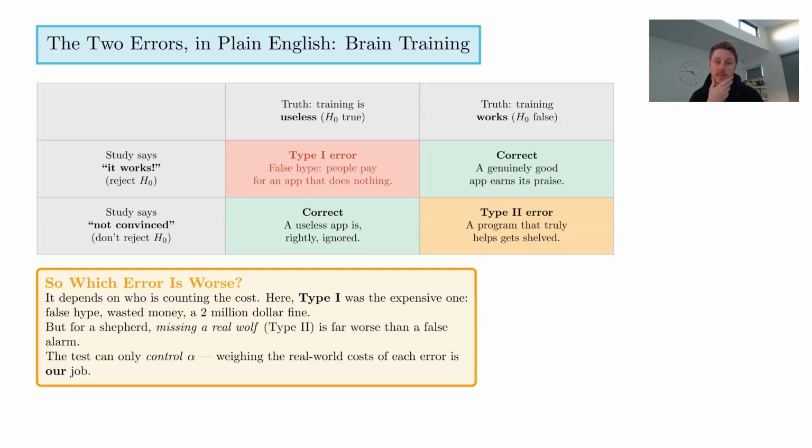So which error is worse? Well, as we spoke about, in this example, a type 1 error was worse because Lumosity probably put a lot of money into funding these things, and it was an expensive error to make. The only thing that we can adjust is alpha. So we need to weigh the real world cost of each error when we do these statistical analyses.